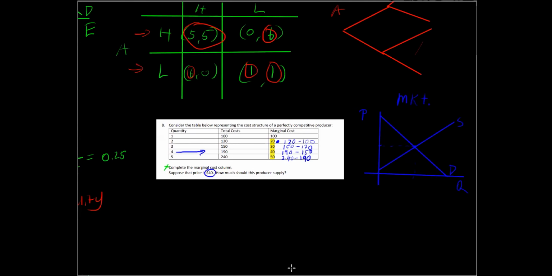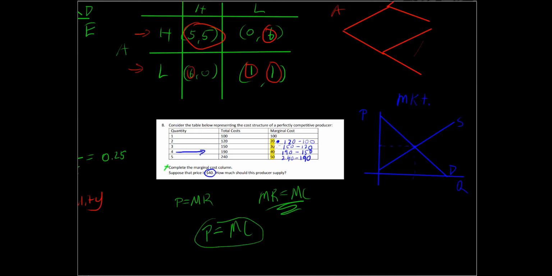So moving back to our table here, suppose that the market price is 40. How much should this producer supply? Well, we need to know that we're in a perfectly competitive market, which means that price is equal to marginal revenue. And we need to know that the perfectly competitive producer, just like any producer, maximizes profit where marginal revenue is equal to marginal cost. So we can then say they maximize profit when price is equal to marginal cost. And this is only true for the perfect competitor.